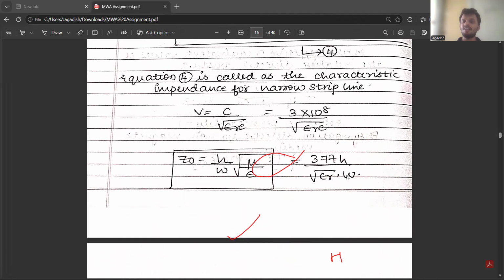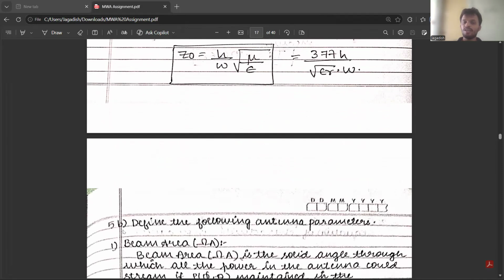Whenever I'm giving you a reminder: in any EC subject, if you are writing the formula and you get the final equation, try to highlight it in a box so the invigilator will not search for your answer. And try to explain what the terms are: what is H, what is W, what is epsilon r, what is C. Your main intention is to write lengthy answers with the necessary conditions, and the main equations need to be highlighted.